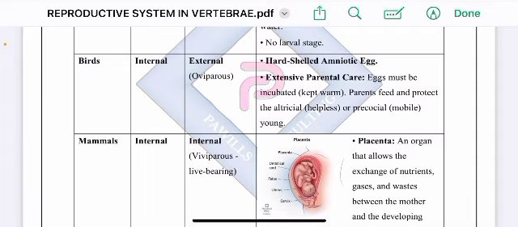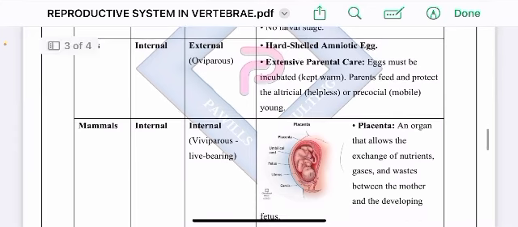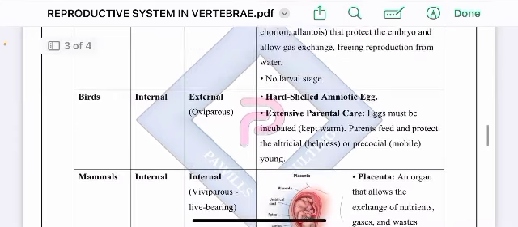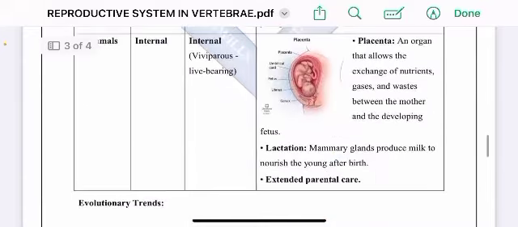So the parents don't stop there. They feed and also protect. After the eggs have hatched, the young are helpless. They are in two phases, a helpless phase and a mobile phase, but they are still young. So the parents continue to feed and protect, unlike the other ones where there's no parental care.